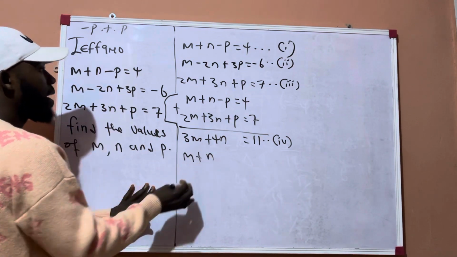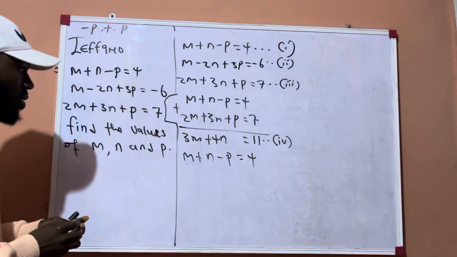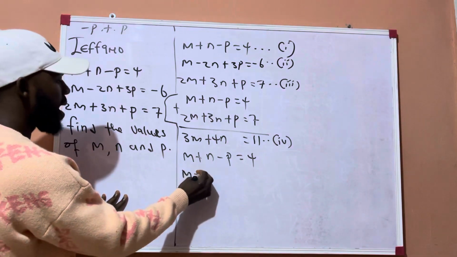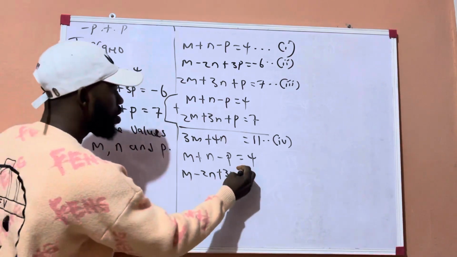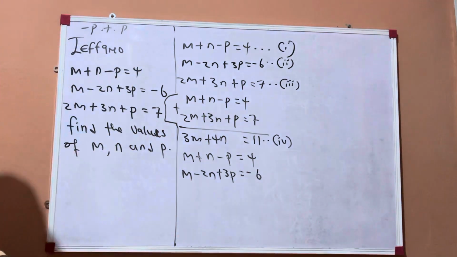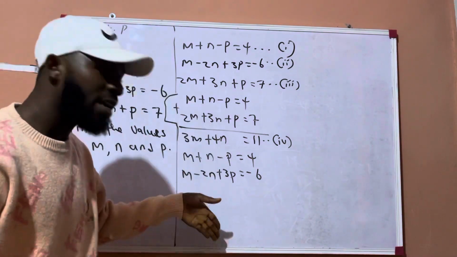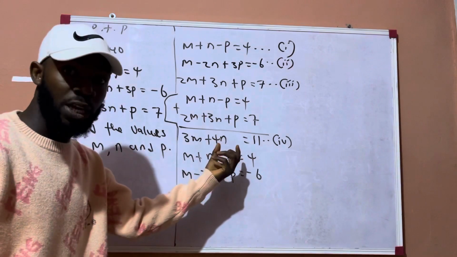m plus n minus p is equal to 4. And equation 2 says m minus 2n plus 3p is equal to minus 6. Okay, now we also need to eliminate p here so that we can have an equation without variable p.